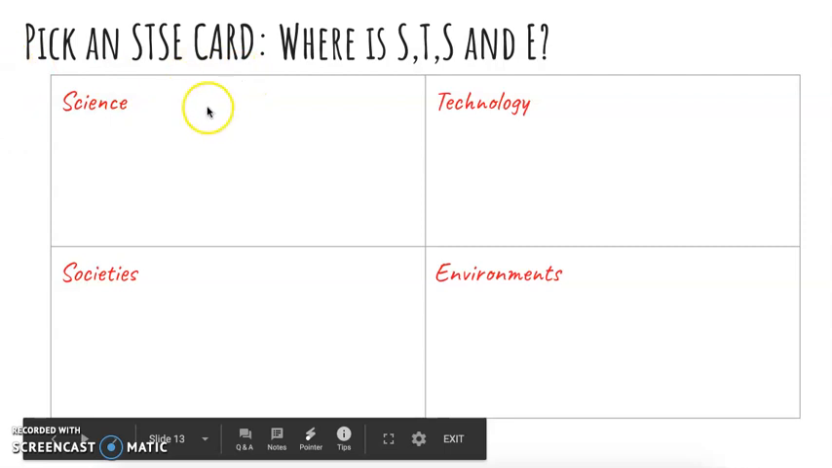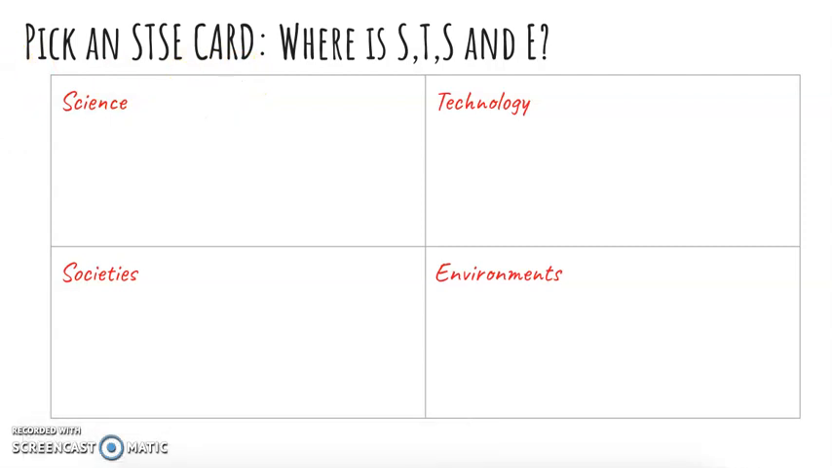Using the STSE cards, another activity would be to get students to choose one card from the list provided. They could then be asked to think about how their chosen issue connects to science, technology, societies, and environments. Students may draw, doodle, or write down their ideas in this table. If they choose to draw, they could use Google Jamboard or Microsoft Whiteboard, and share their drawings with the rest of the class.